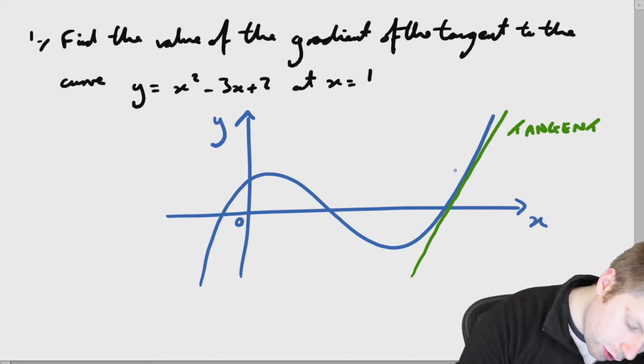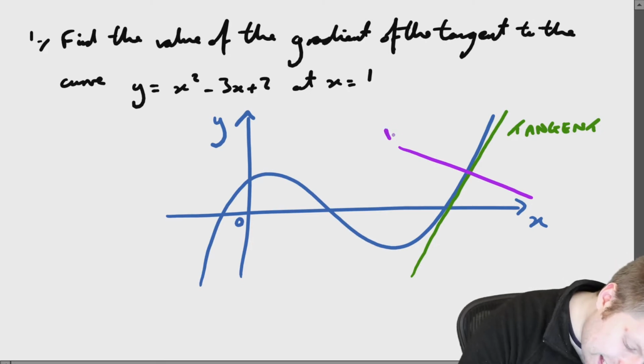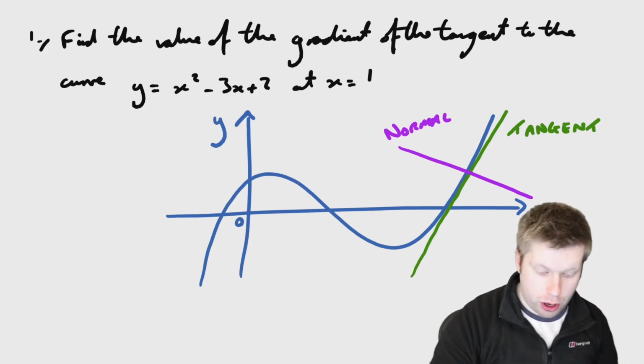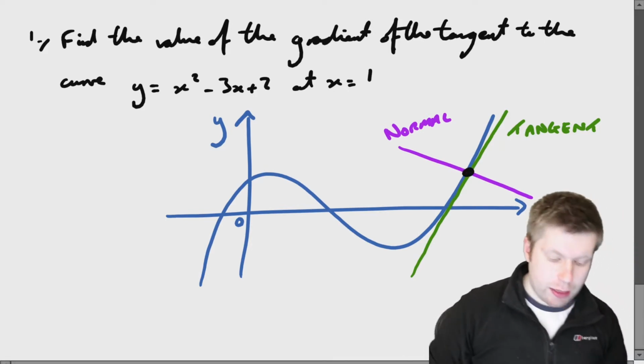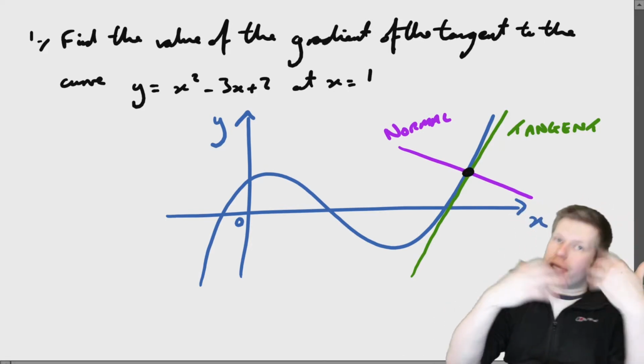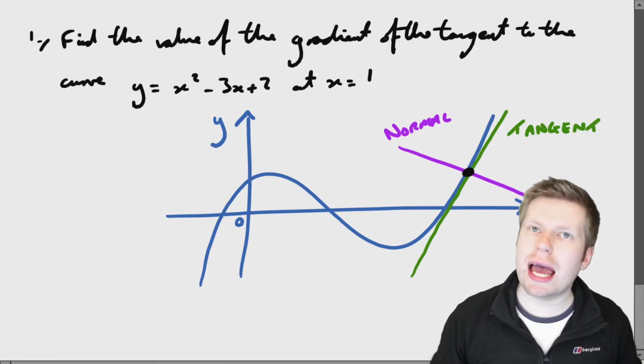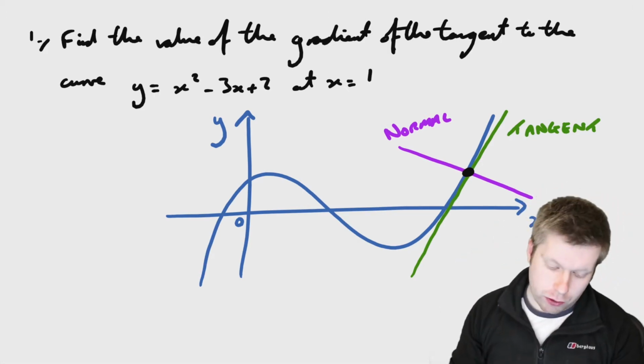Now, remember that the normal lies perpendicular to the tangent, so this would be the normal. It cuts through the curve. So that would be the tangent and that would be the normal. But the act of differentiating gives you the gradient function, and it's the gradient of the tangent function.